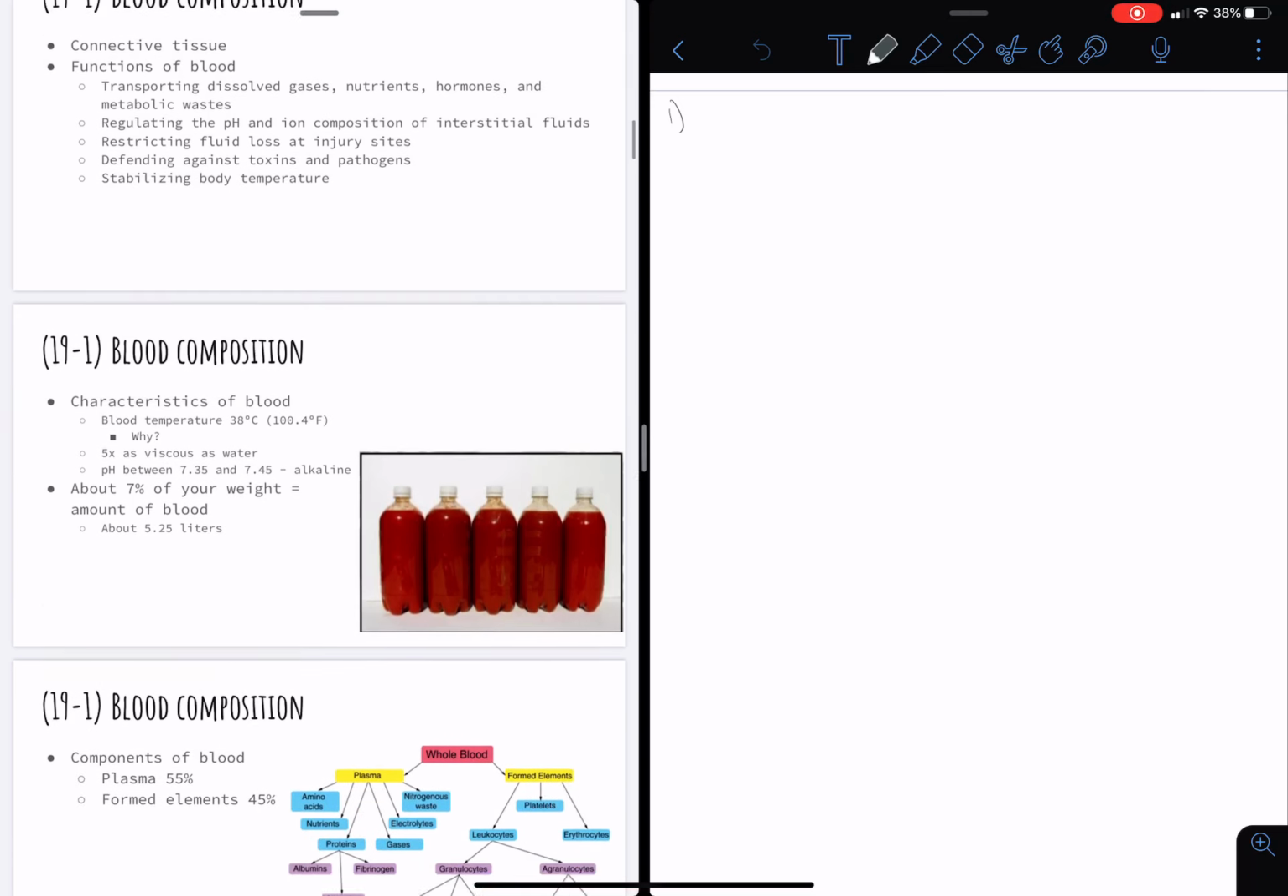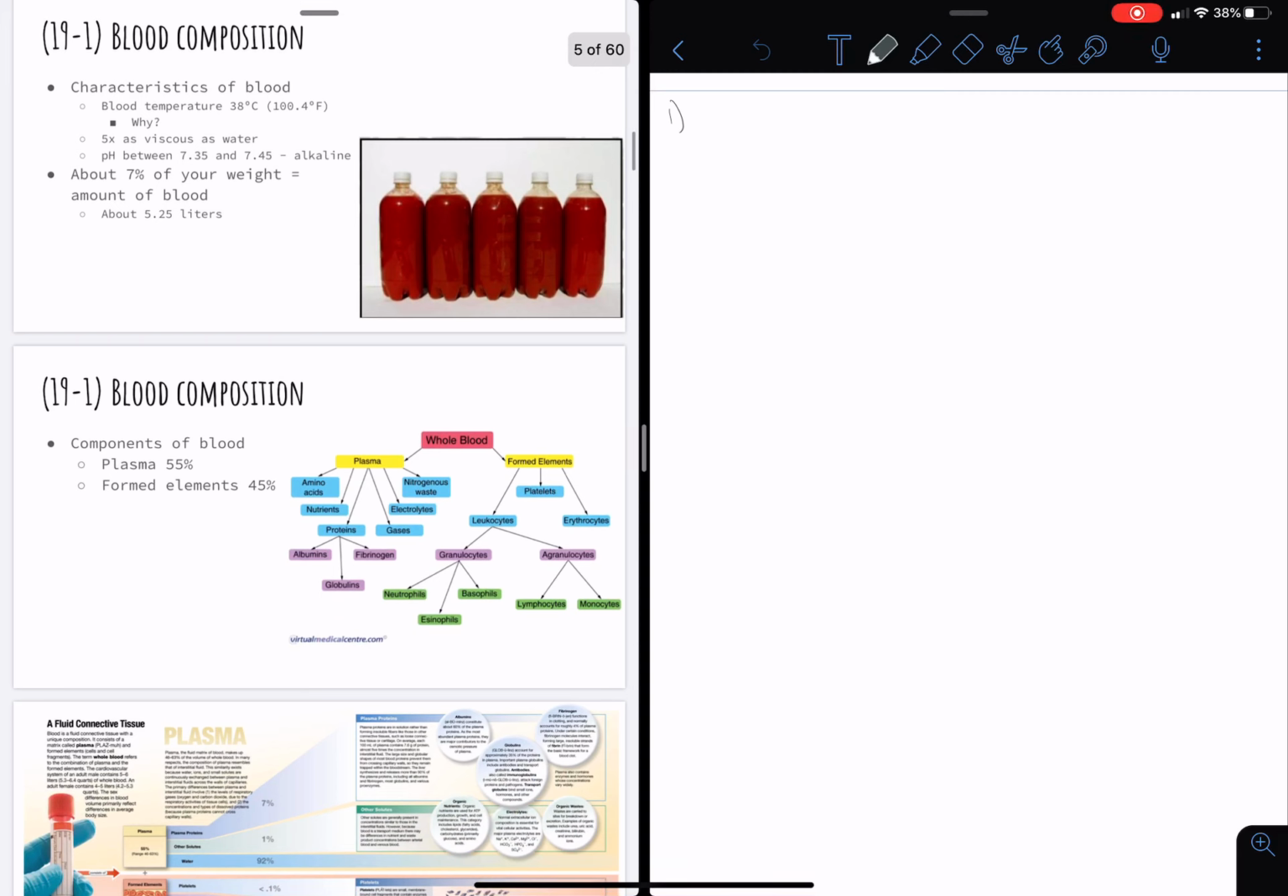All right, so diving into 9.1 with the actual characteristics of blood and what blood is composed of. So first, the characteristics of blood. It usually is sitting around 38 degrees Celsius, which is about 104 degrees Fahrenheit, which, as you might notice, is a little bit warmer than what normal body temperature would be.